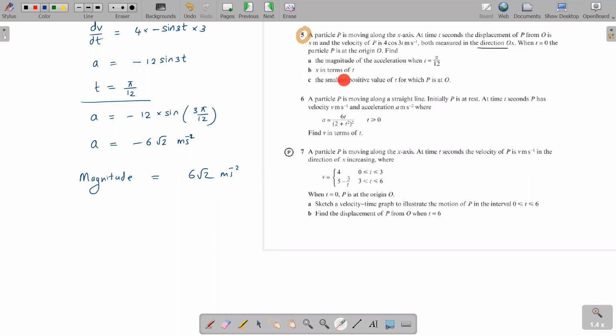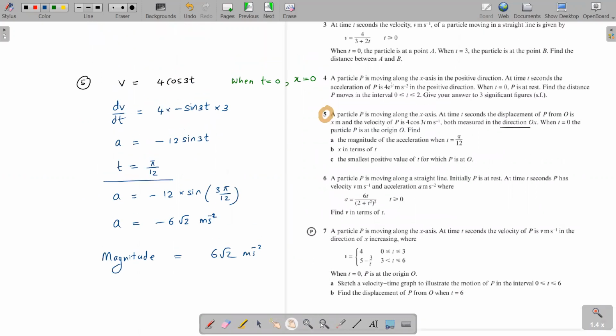Next, part B: find x in terms of t. Okay, how do you get x in terms of t? x means the displacement. So how can I get the displacement in terms of t? To get x in terms of t, we must integrate whom? The velocity. You know the rule that when you differentiate velocity, you go to acceleration.